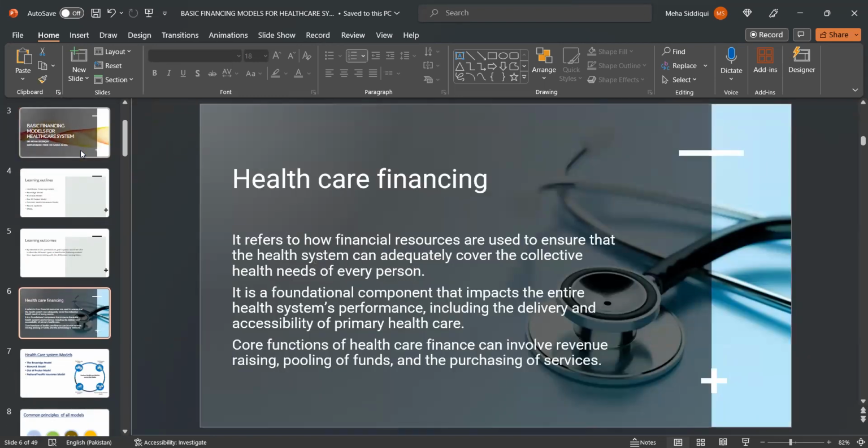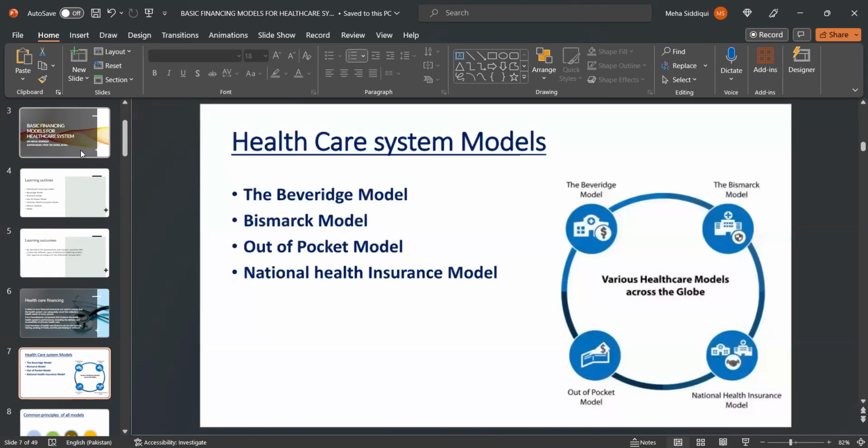Now, what is healthcare financing? It refers to how financial resources are used to ensure that the health system can adequately cover the collective health needs of every person. It is a foundational component that impacts the entire health system's performance, including the delivery and accessibility of primary healthcare. Core functions of healthcare finance can involve revenue raising, pooling of funds, and the purchasing of services.